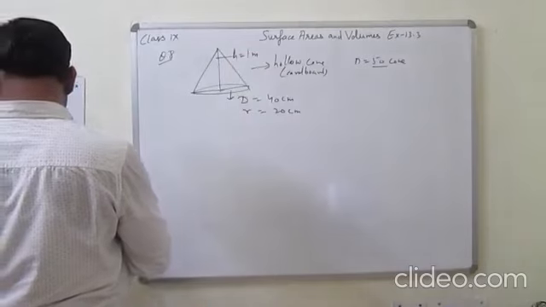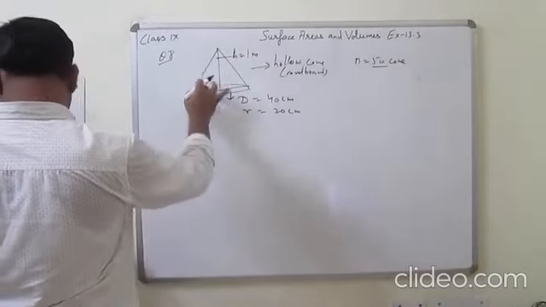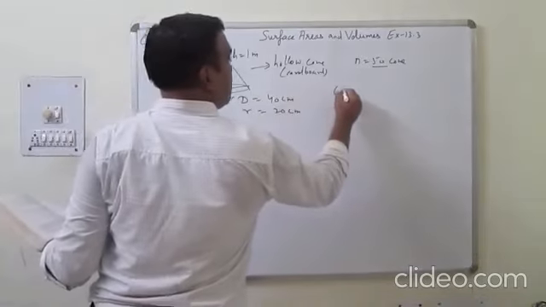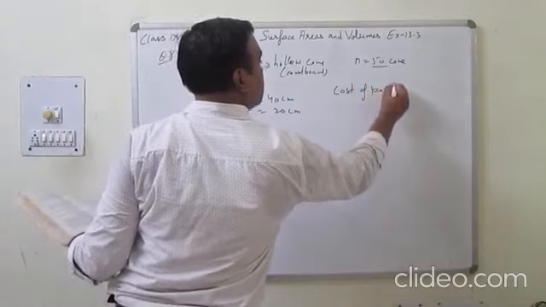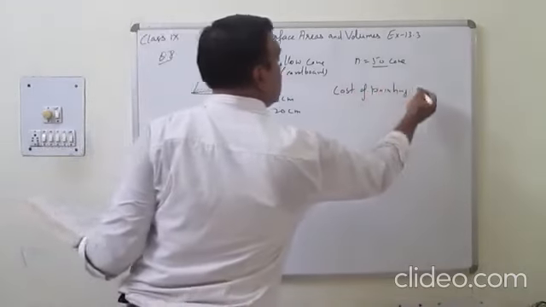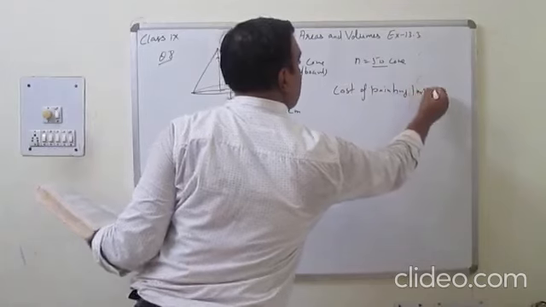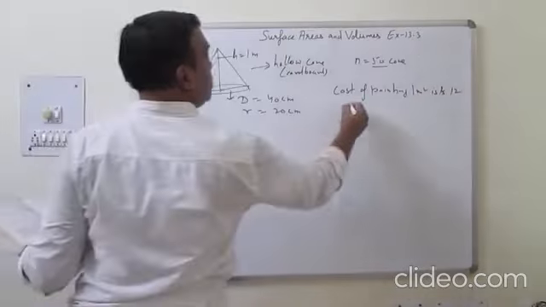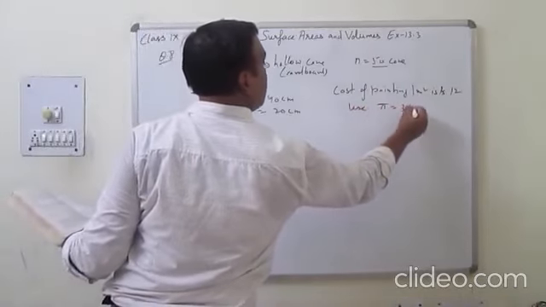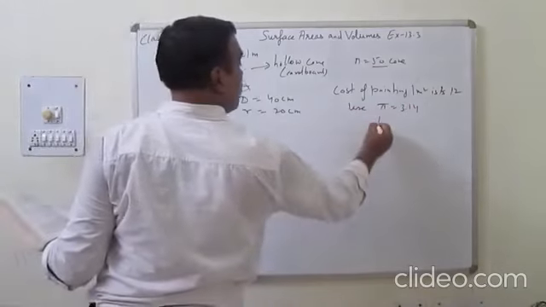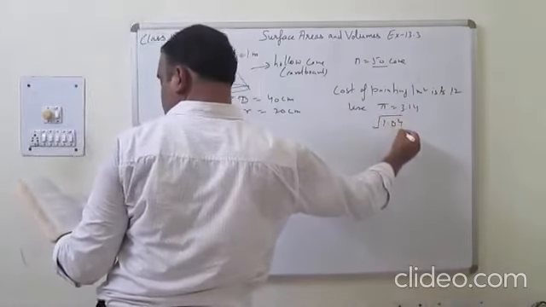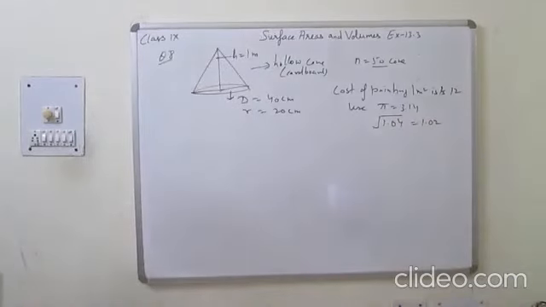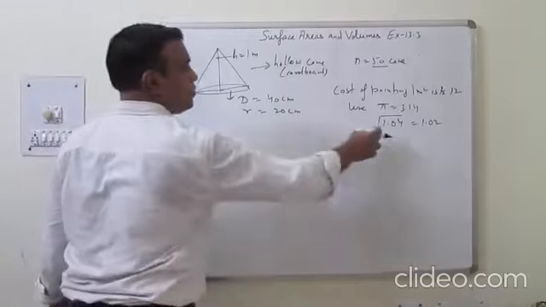Now, if the outer side of each cone is to be painted, इसको painted करना है. The cost of painting is given to you: 1 meter square is rupees 12. इसमें use pi is equal to 3.14 and square root of 1.04 is given to you, 1.02. This is given to you.